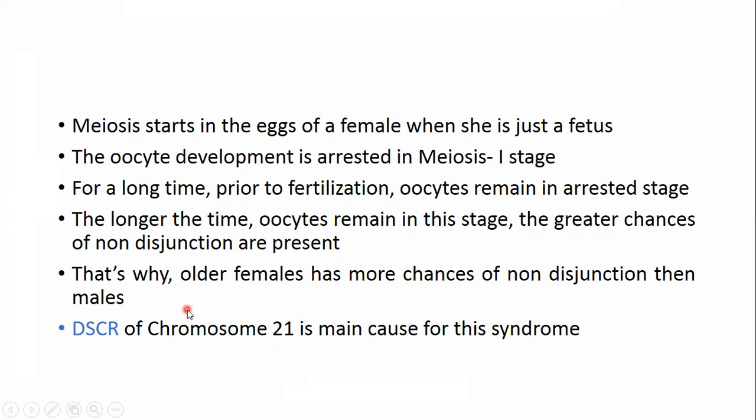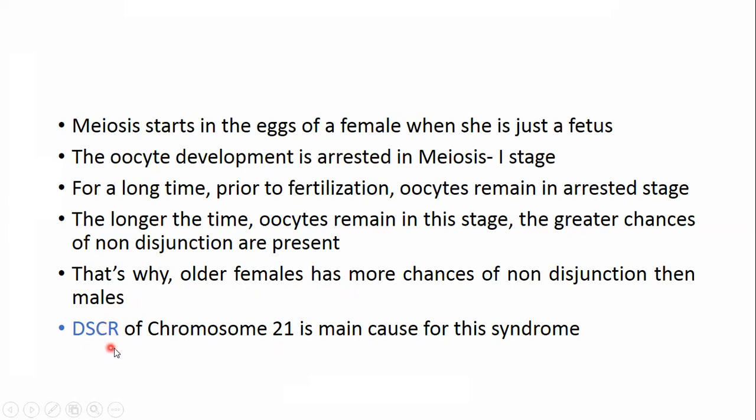So as primary oocytes are already formed in the female when she is just a fetus, these primary oocytes remain in an arrested phase until the female reaches puberty. And after the female reaches puberty, the primary oocytes develop into secondary oocytes and meiosis II is completed in them. So that's why older females have more chances of non-disjunction than males, because their oocytes remain for a long duration in the arrested phase.